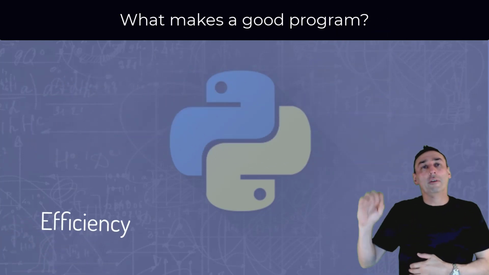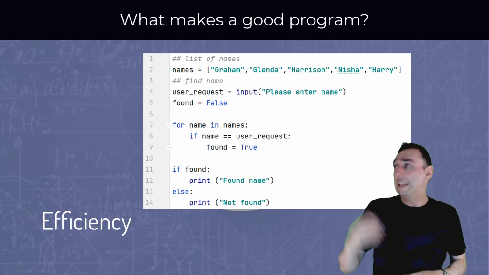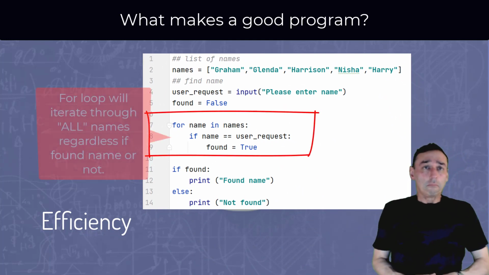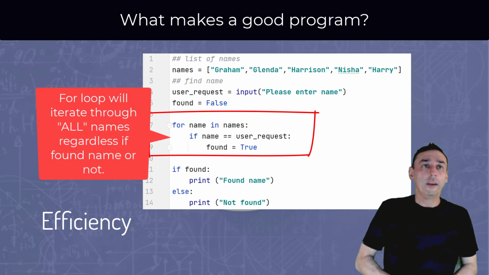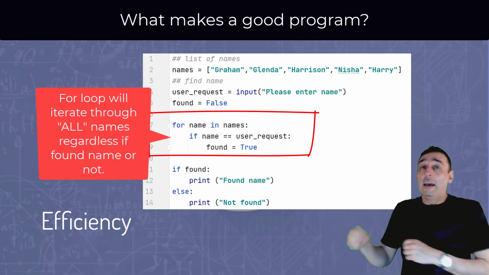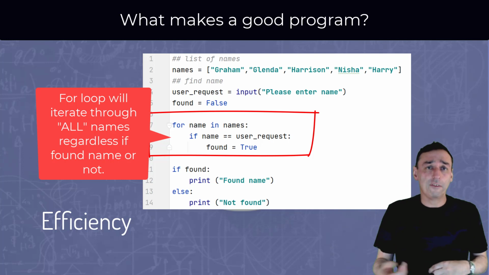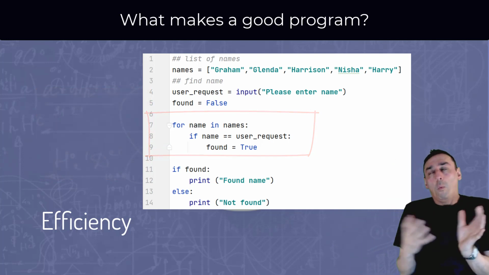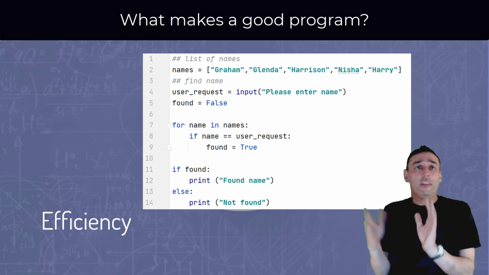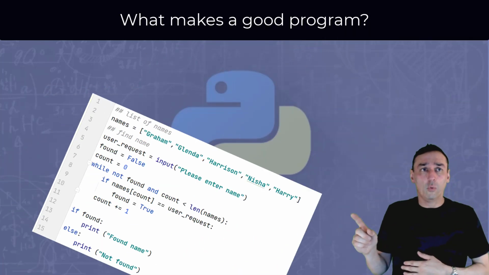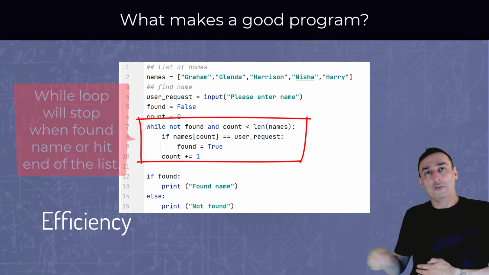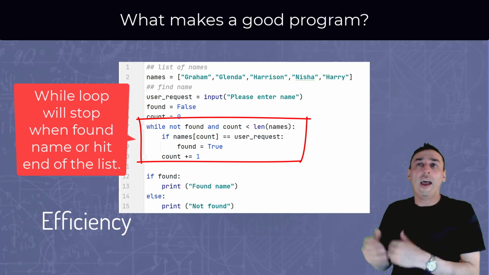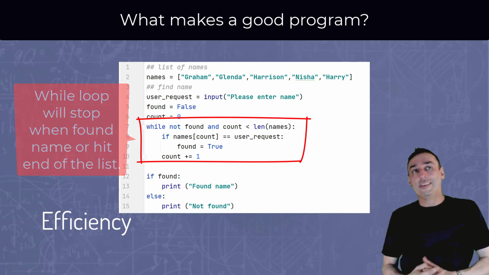Efficiency. Does my program do it in the most efficient possible way? Again, we've got a program here that loops through a list to find a particular name. It'll loop through and iterate through until it's found the name, and then it says if found, print found, else print not found. However, why go through the entire list if the name I'm looking for is the first element? Why not create a while loop? Instead of going through the entire list, keep going through the list until you find the name. So this is a much more efficient way of writing that code.